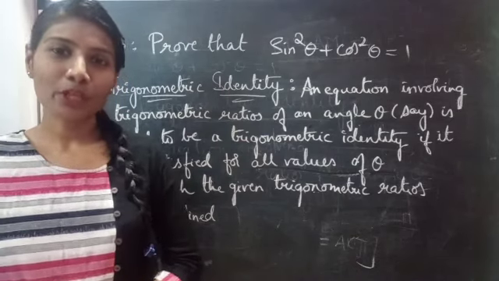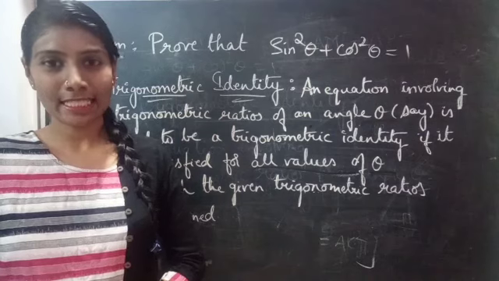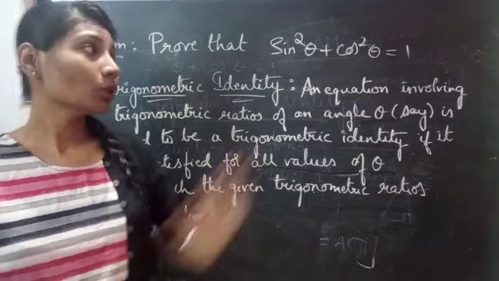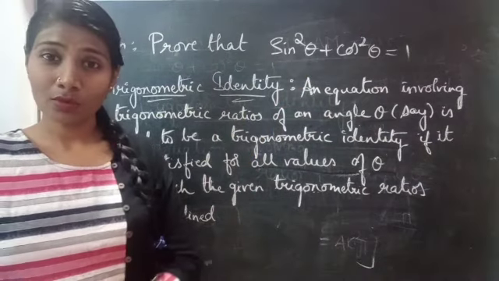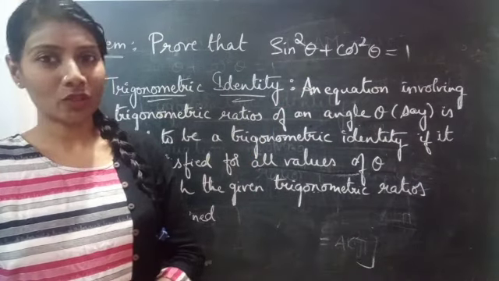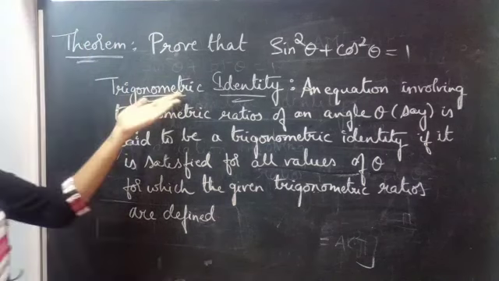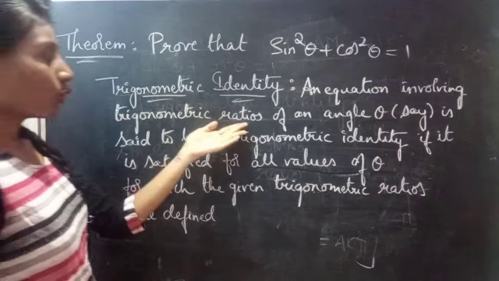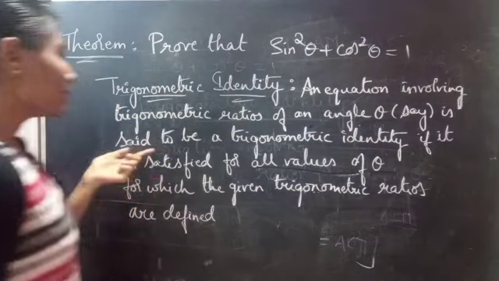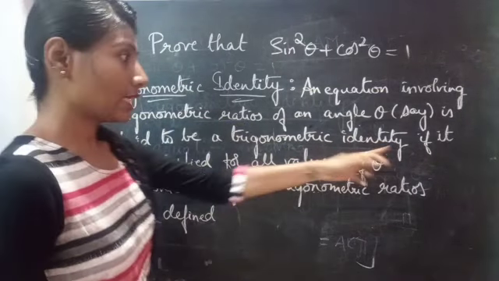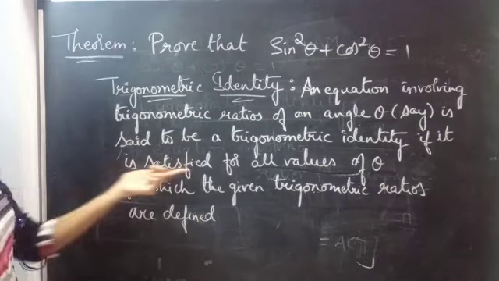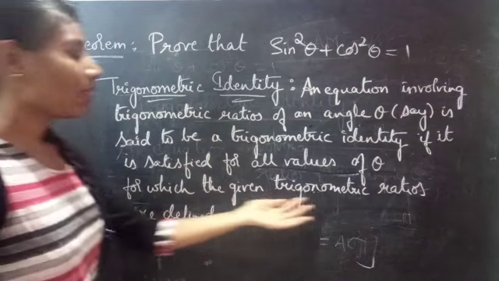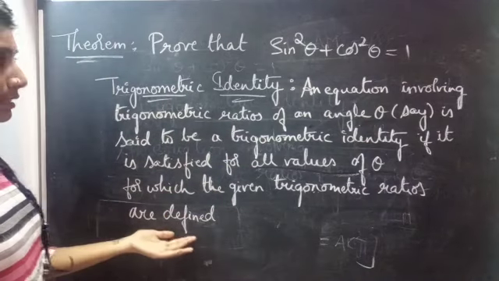Today in this video we are going to prove a trigonometric identity: sin square theta plus cos square theta is equal to 1. Before going to that, let's see what a trigonometric identity is. An equation involving trigonometric ratios of an angle theta is said to be a trigonometric identity if it is satisfied for all values of theta for which the given trigonometric ratios are defined.